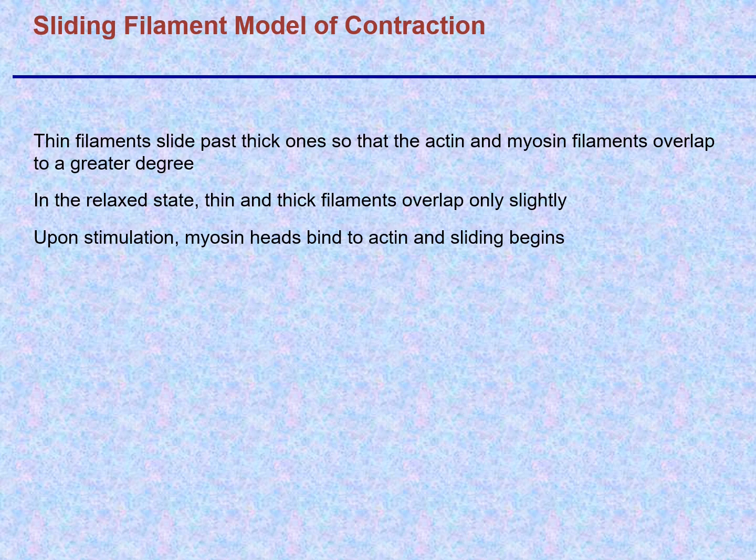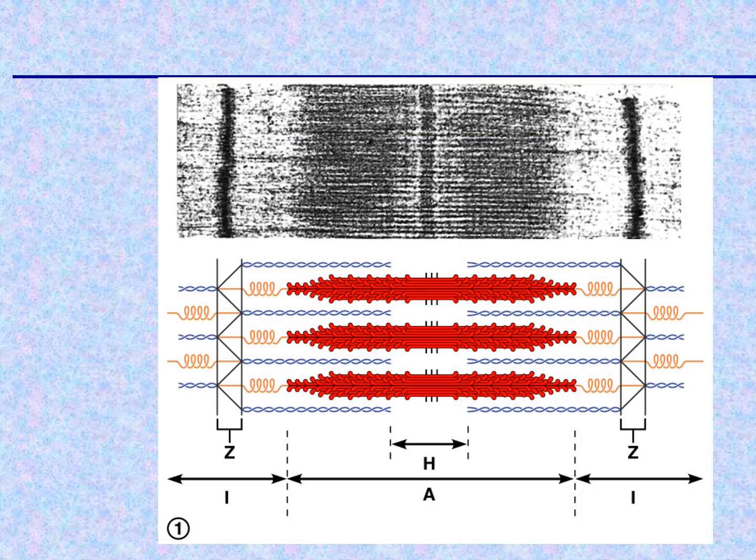Well, what that triggers, in fact, is that the thin filaments are able to slide past the thick filaments so that they overlap. In a relaxed muscle, the thick and thin filaments are only slightly overlapped, but with the signal coming in for muscle contraction, the myosin heads at the end of the thick filaments will bind to the actin, and then they slide past each other, the two types of filaments.